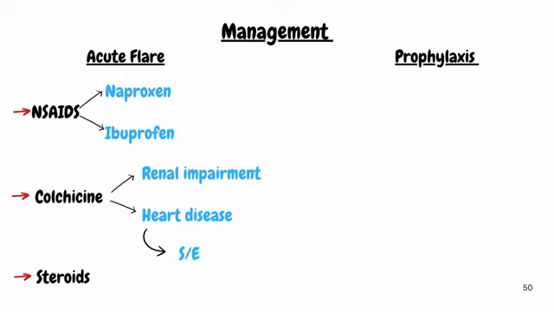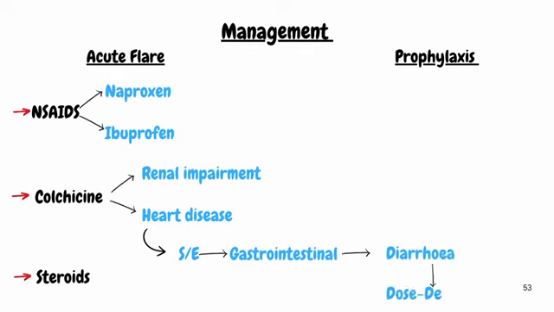A notable side effect is gastrointestinal upset, particularly diarrhea, which is a very common side effect. The diarrhea that you get with colchicine tends to be dose dependent, so that if you're on a lower dose, it causes less upset than at higher doses. So if a patient develops diarrhea, try reducing the colchicine dose and see if that improves the symptoms.